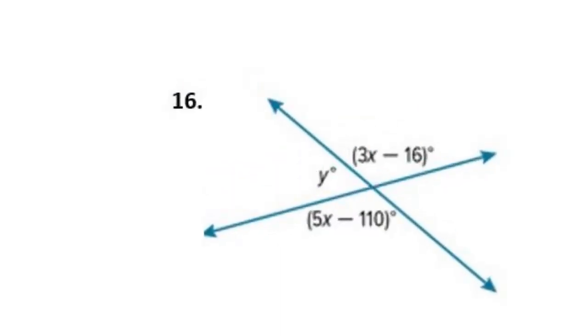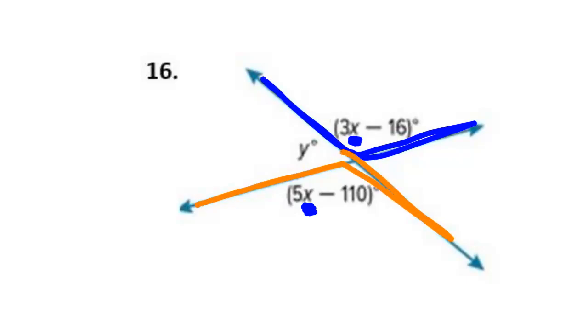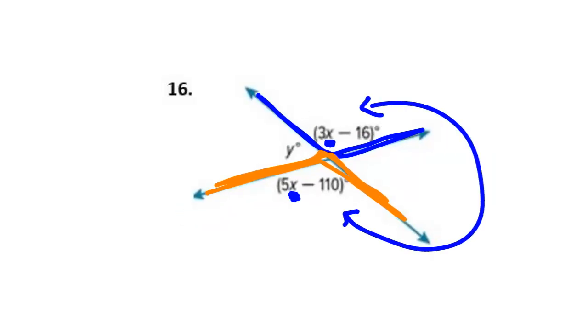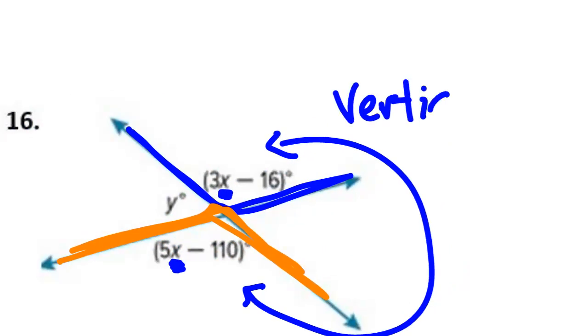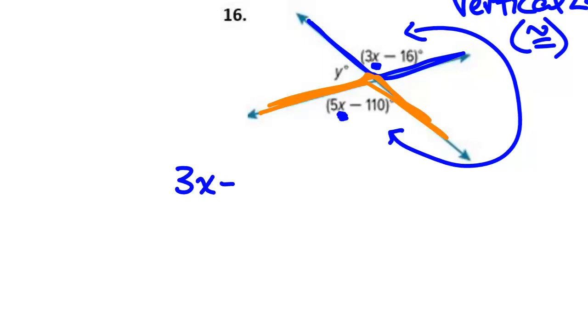All right, I've got X's and Y's that I need to solve for here. Number 16. Which one should we find first? The X. I have two X's here. And what's true about this angle and this angle? They're equal to each other because they are vertical angles. So they are congruent, which means we're going to take their measurements and set them equal. So 3x minus 16 equals 5x minus 110.